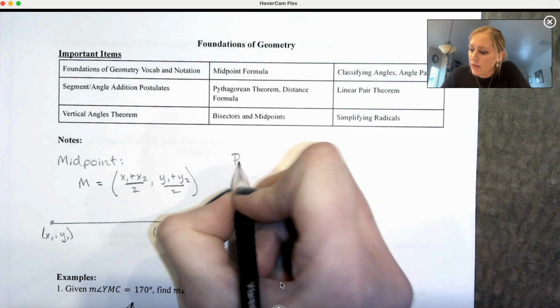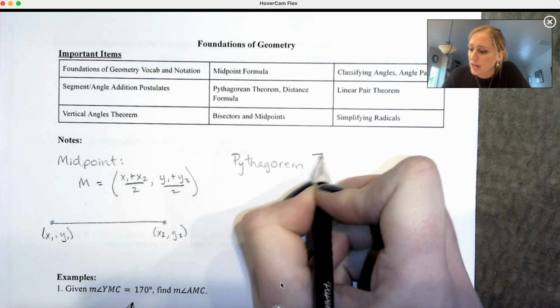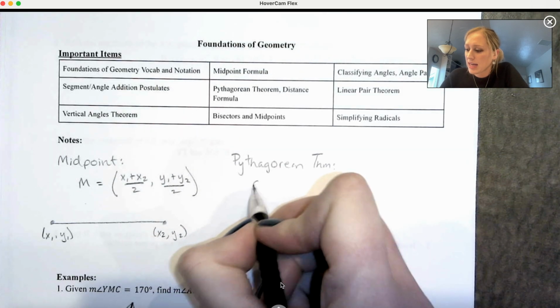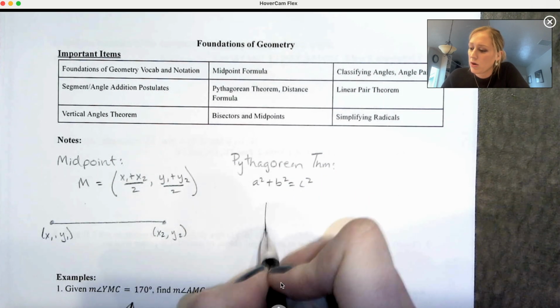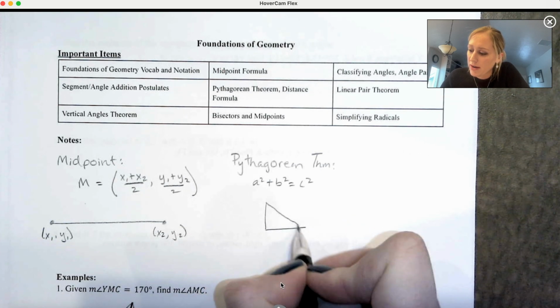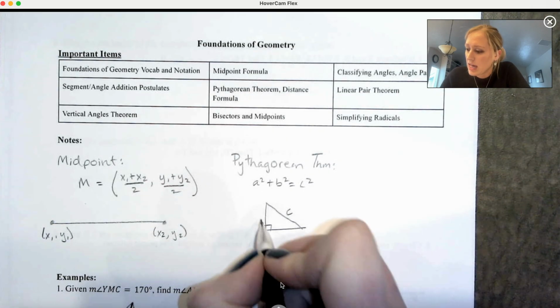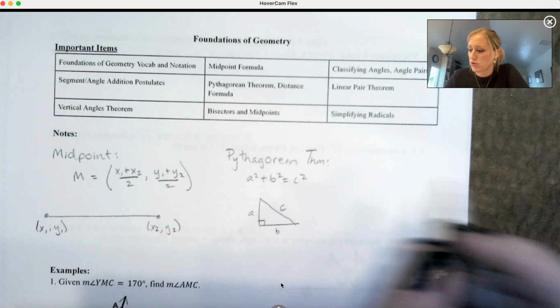For another formula, we have worked a lot with the Pythagorean theorem, okay? And that is a squared plus b squared equals c squared. Remember that we only use Pythagorean theorem for right triangles. C is the hypotenuse, which is the longest side. A and b are the legs, which make up the other two sides of the right triangle.